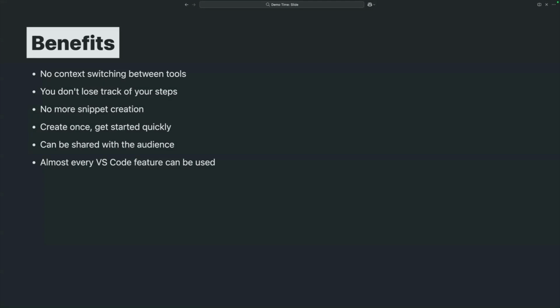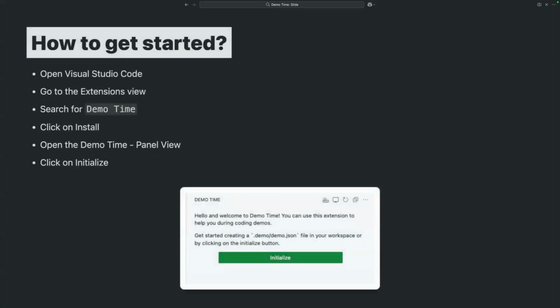So you're in Visual Studio Code, you know what you're doing, so you don't need to look for another application anymore. No more snippet creation. You don't have to think about, oh, am I going to mistype something? No, everything is scripted, so you don't actually have to type anymore. And it can almost use any action or command that is available in Visual Studio Code in your hands. So how do you get started?